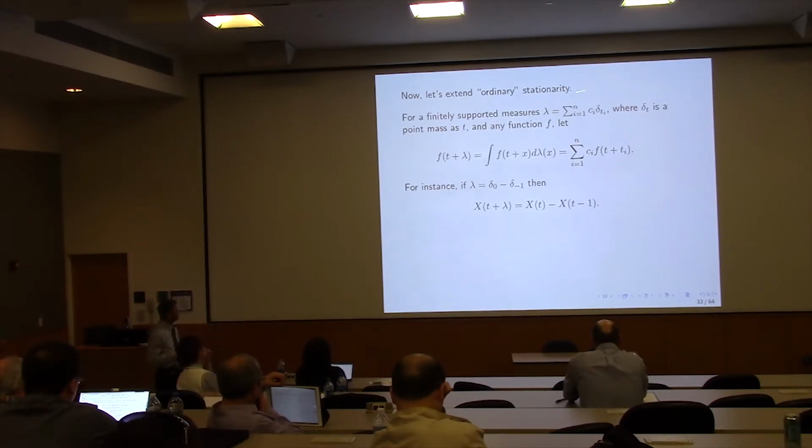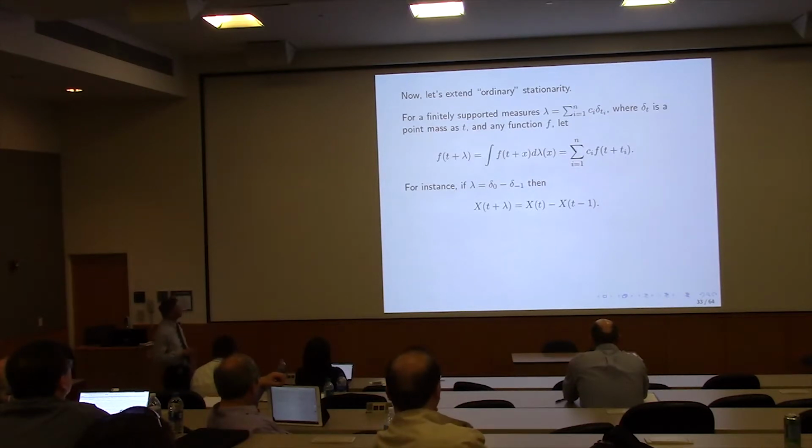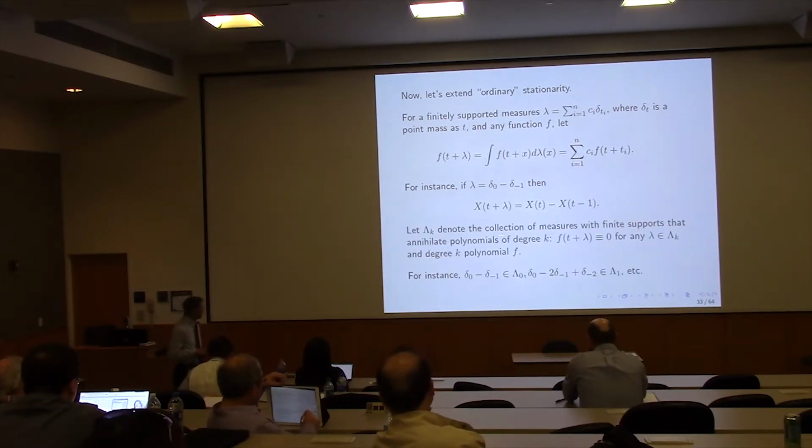So let's consider a signed measure with finite support. So lambda is a measure that has mass c sub i at point t sub i. Okay? And for every function f, define f of t plus lambda as this convolution, which is the sum of c sub i f of t plus t sub i. So for instance, if lambda is delta 0 minus delta minus 1, then this is just a differencing operation.